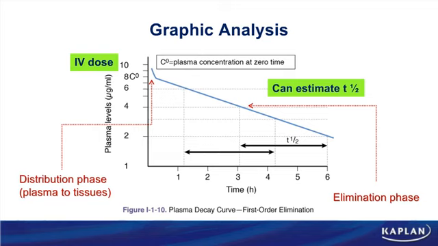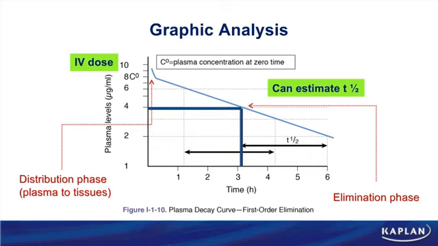So to estimate half-life, first I'm going to pick a number. Let's say I pick a plasma level of 4. I follow 4 over until it intersects with my line. I come down to the x-axis and I read 3 hours. I make a mark right there.